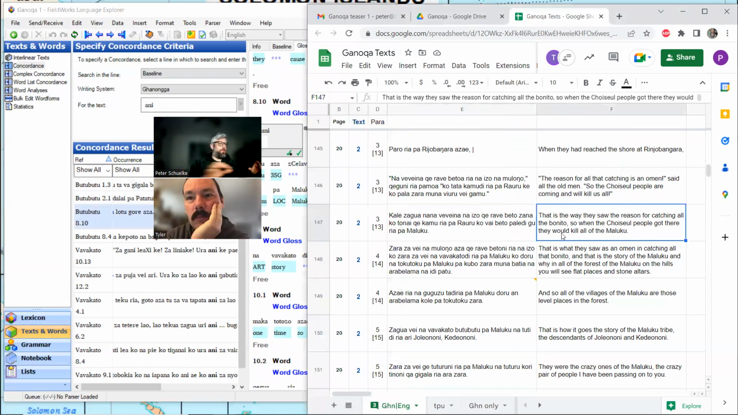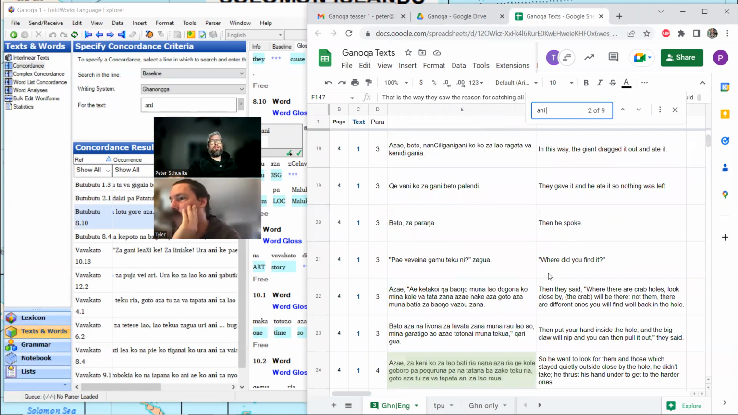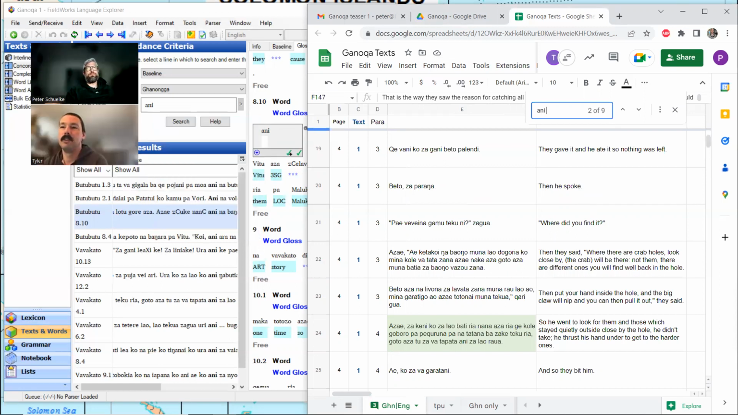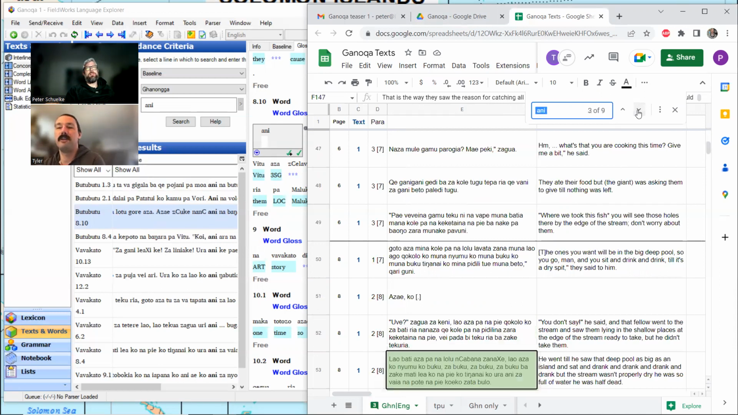So I'm actually going to bounce over to our text here and look for Ani. That's 9 hits there. So we went to look for them, and those which stayed quietly outside by the hole he didn't take. He thrust his hand in to get the... So Ani might mean something like stay, which could also be existential or be. Just like in Korean. Or just like in Solomon Pidgin. Me stop long here. I live here. Stop. How nice.